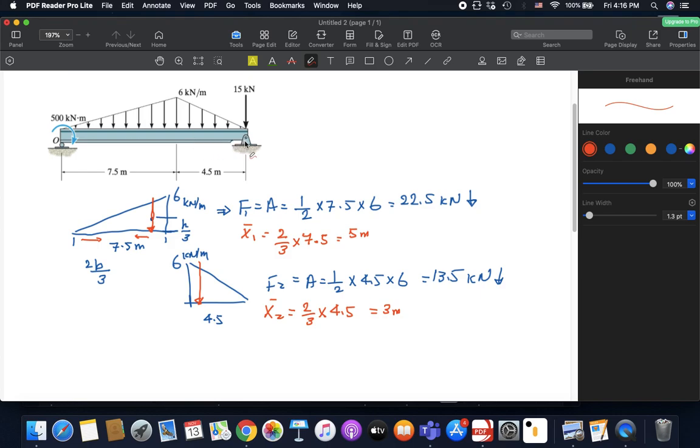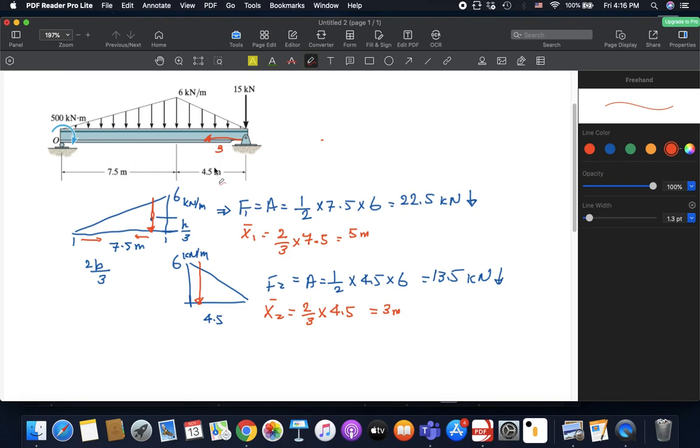So 2 over 3 multiplied by the base. So 3 meters from this point. This is 3. So it would be concentrated somewhere here, for example. So this is 3 meters, but we know for a fact that the whole length is what?